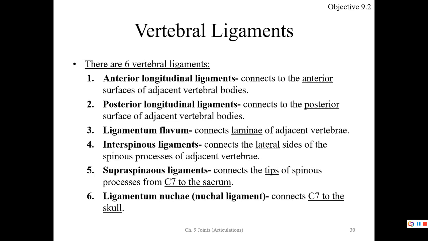Interspinous ligaments are on the lateral side of the spinous processes. Supraspinous ligaments are on the tip. They start at C7 and go down to the sacrum. And from C7 up to the skull, we have what is called the nuchal ligament or ligamentum nuchae. I learned it as nuchal ligament, so I'm usually going to say nuchal ligament by default because that's how I learned it as a student. Our book kind of says ligamentum nuchae. I honestly prefer nuchal ligament myself.